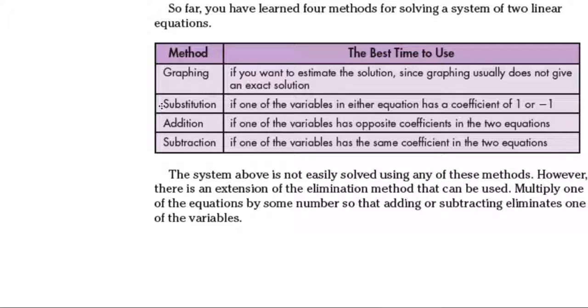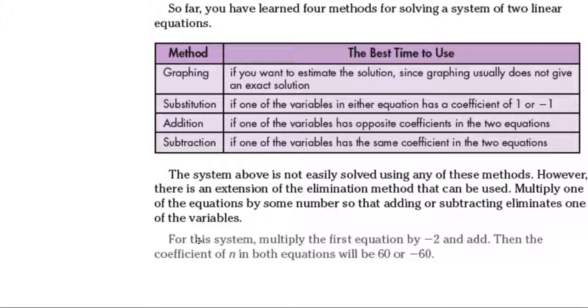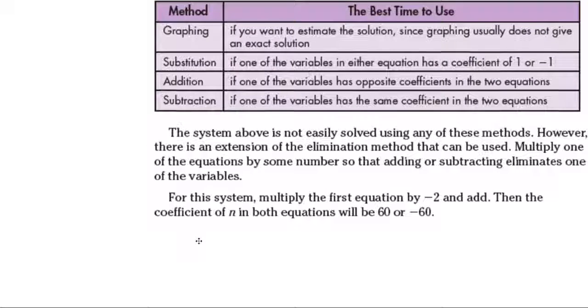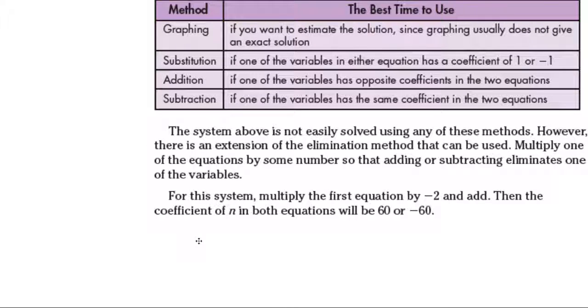Remember, addition and subtraction are elimination methods, elimination by addition or elimination by subtraction. So what we can do is multiply one of the equations by some number so that adding or subtracting eliminates one of the variables. For this system, we want to first multiply the first equation by -2, and add, and the coefficient of n in both equations will be 60 or -60.